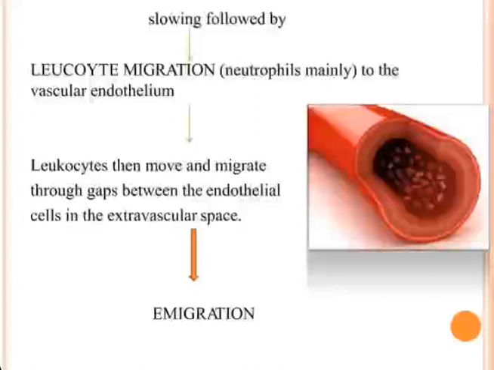The slowing is followed by leukocyte migration, that is neutrophils. They adhere mainly to the vascular endothelium. Leukocytes then move and migrate through the gaps between the endothelial cells into the extravascular space. This is called emigration.